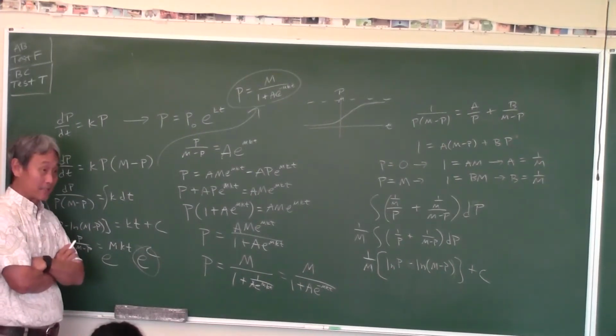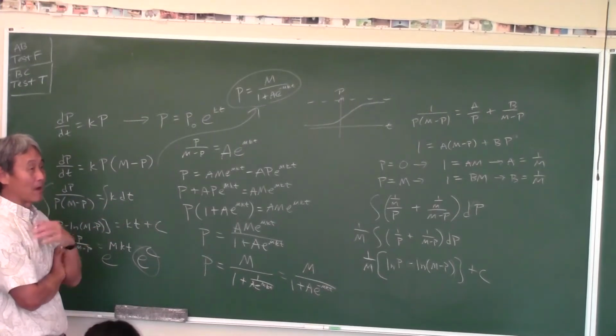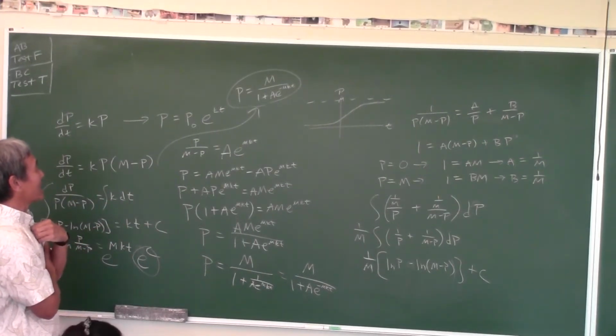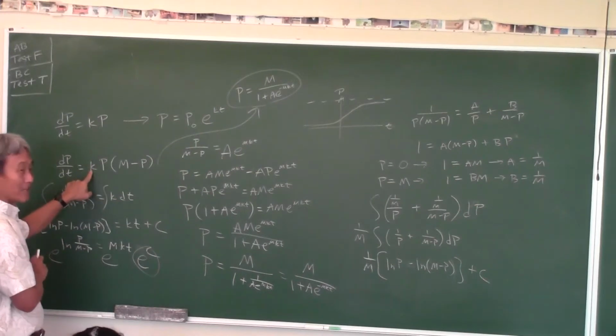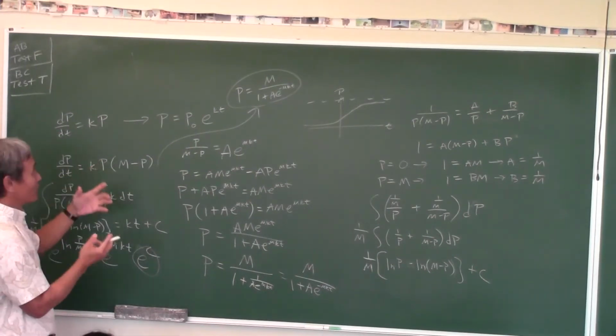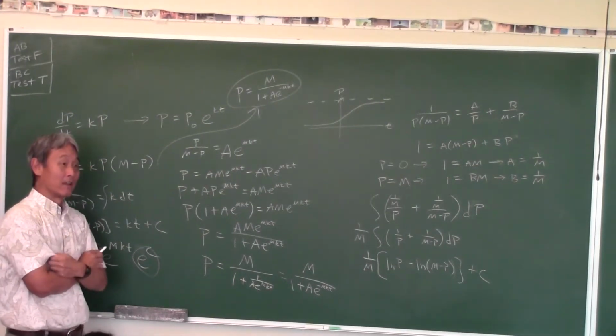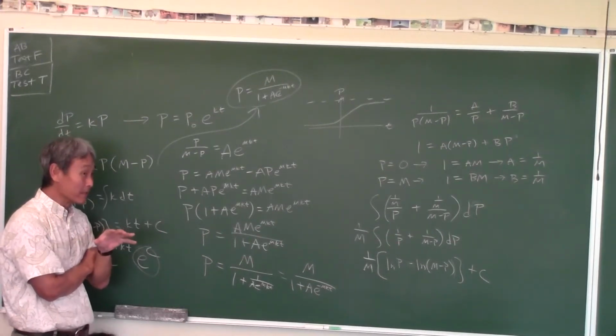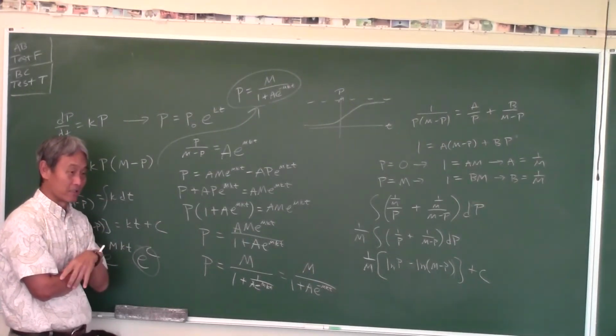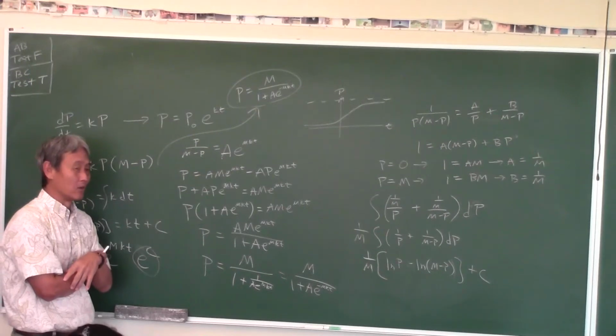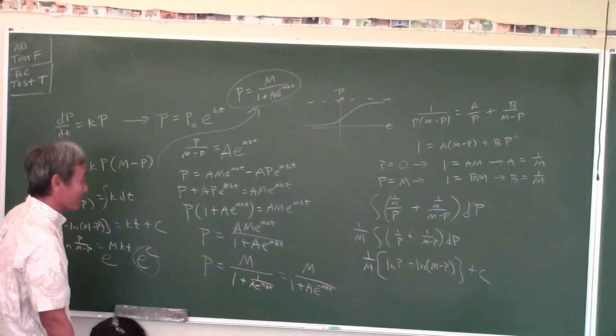The carrying capacity, which is the maximum the population can be. What is K? A constant. That's the constant of proportionality here. T, of course, is time, and A is just a constant to be determined by the initial conditions.